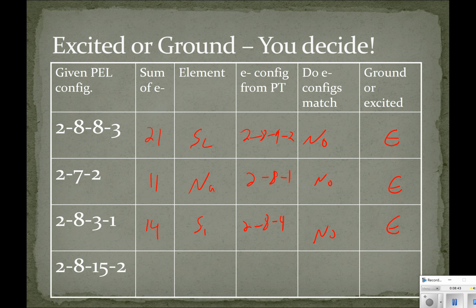And for our last one here, the total number of electrons that we have, let's see, we'd have 27 here. This would be element cobalt. And the configuration for cobalt from the table is 2, 8, 15, 2. This does match, so this would be considered the ground state.